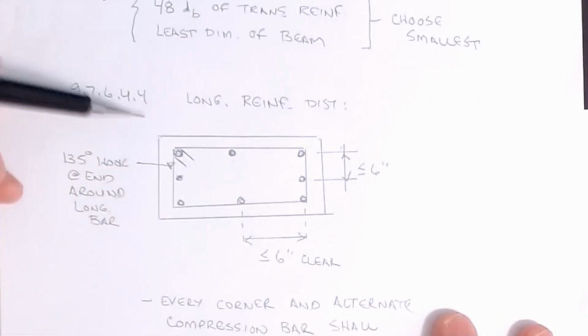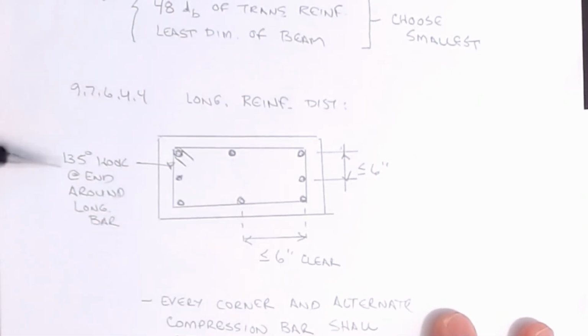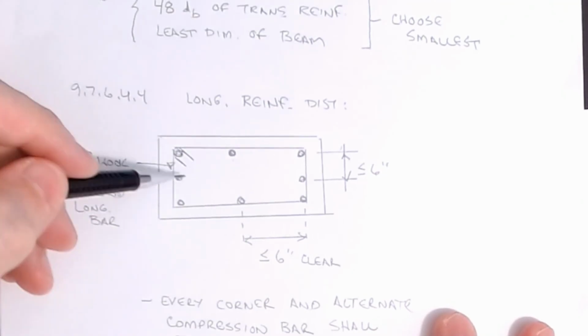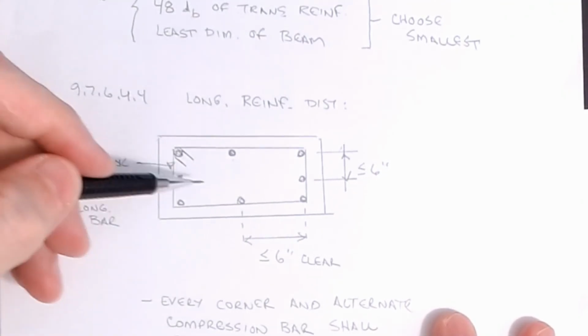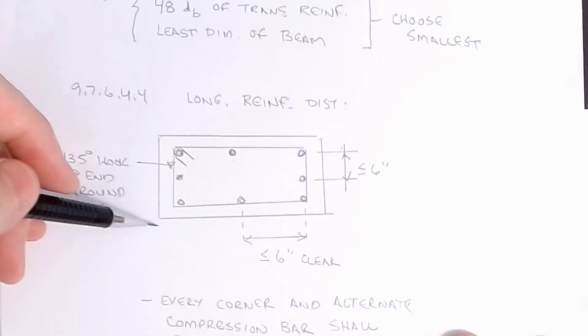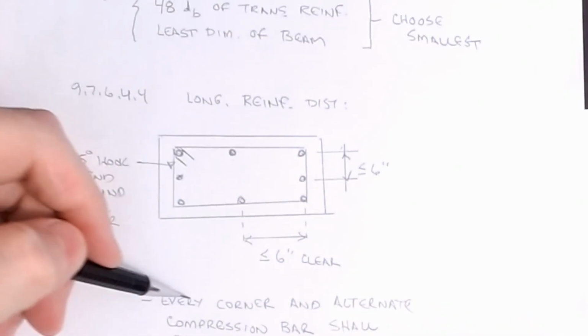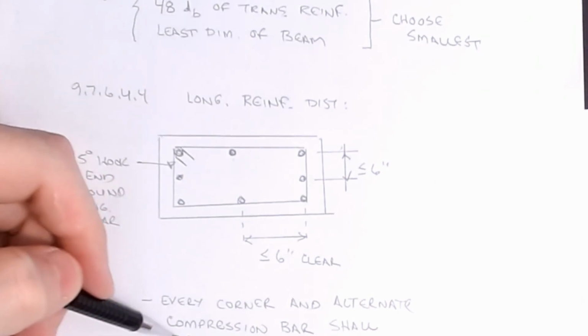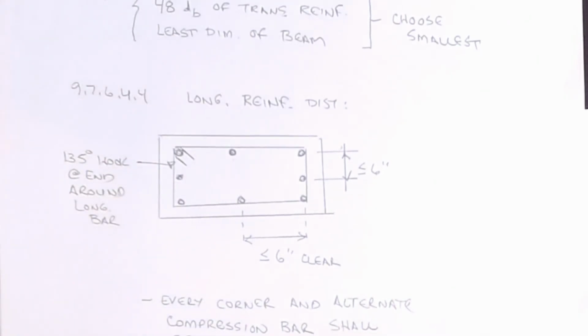Okay, that again, you have to have a closed stirrup. It has to be 135 degree hooks at the end around a bar, or to be 2 bars that meet the developmental requirements as we talked about. Every corner and alternate compression bar shall be enclosed by a corner of transverse reinforcement. Let me show you that requirement so you see the wording on that.